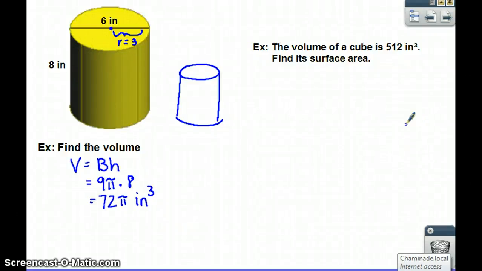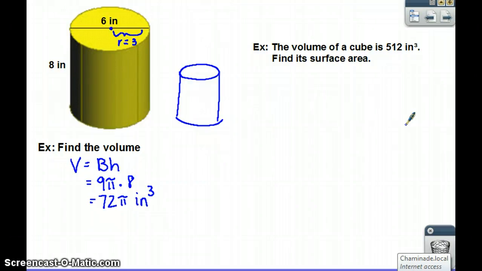Okay, so we're back for the second part of this video series on finding the volumes of prisms and cylinders. Let's look at this next problem. The volume of a cube is 512 inches cubed. Find its surface area.